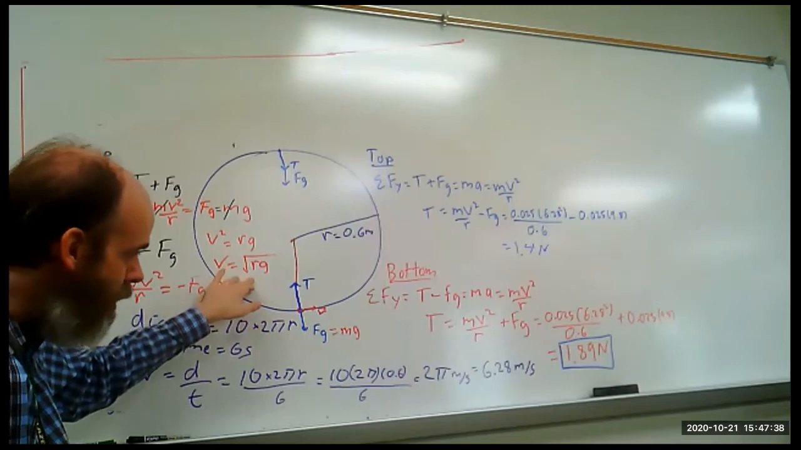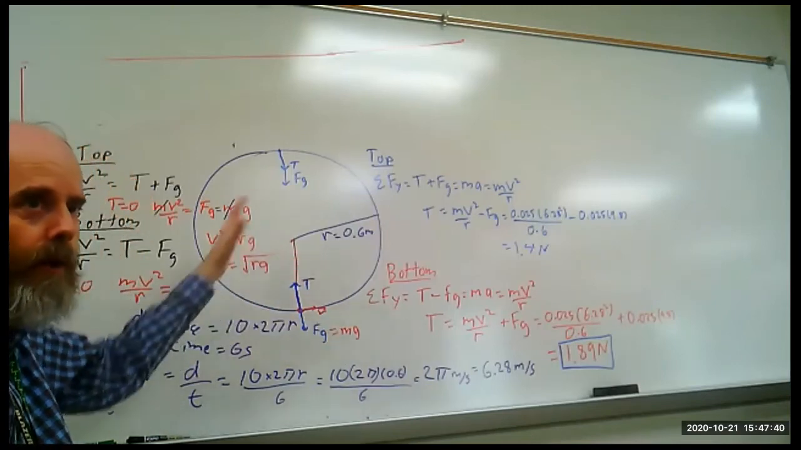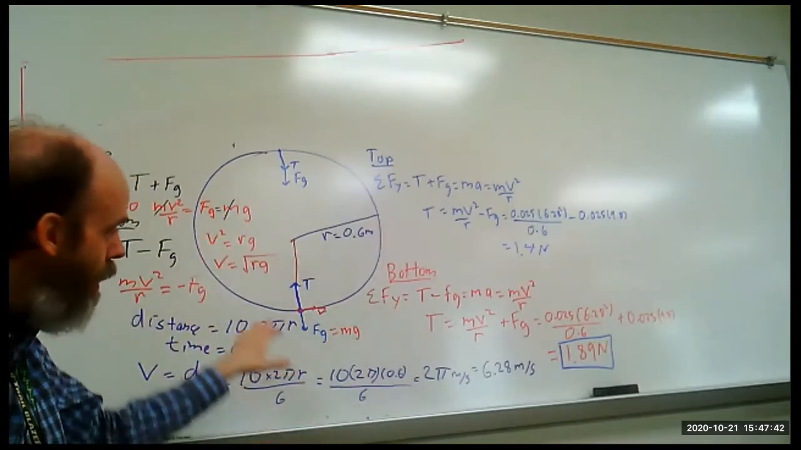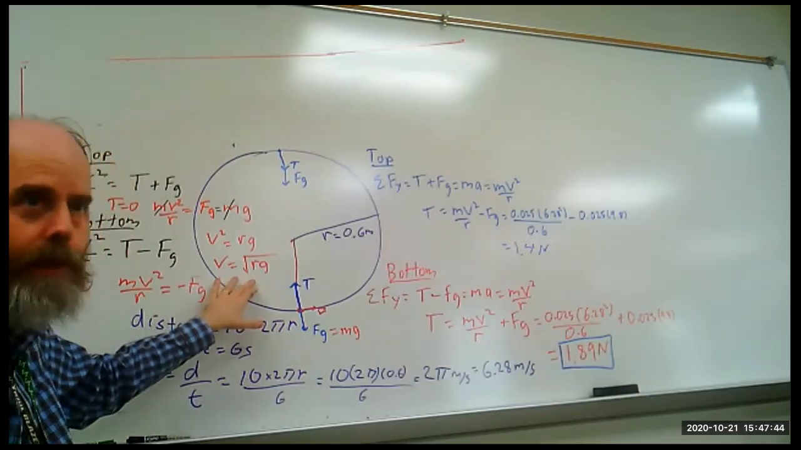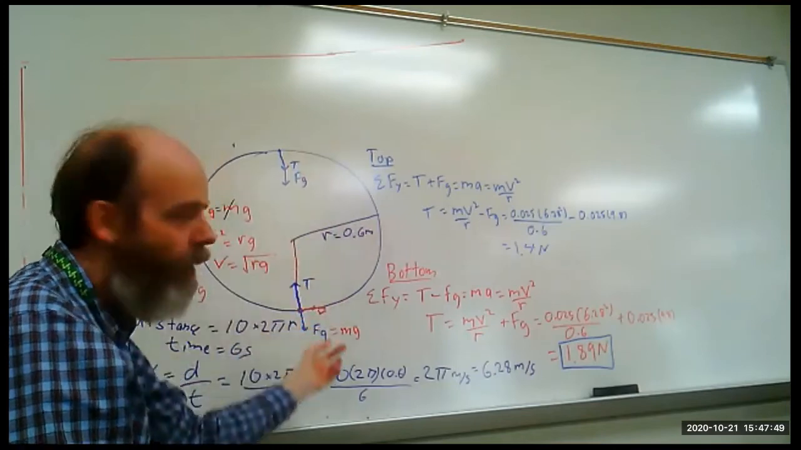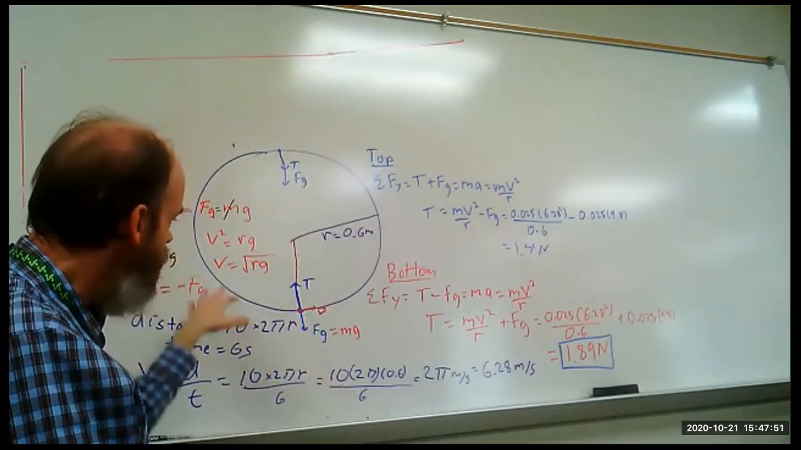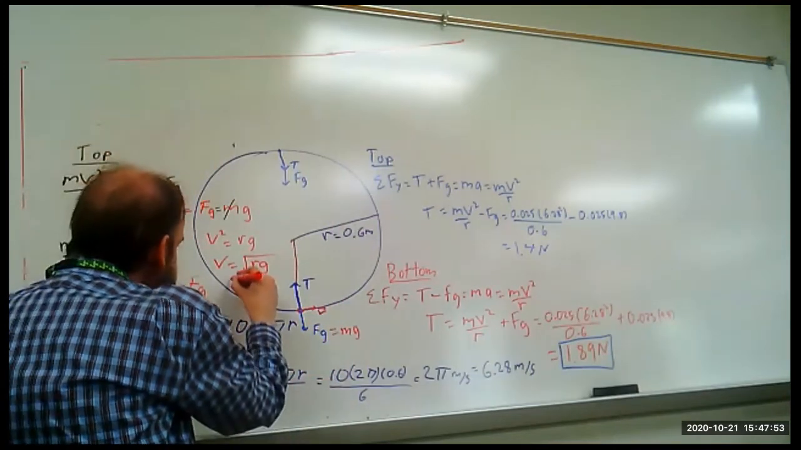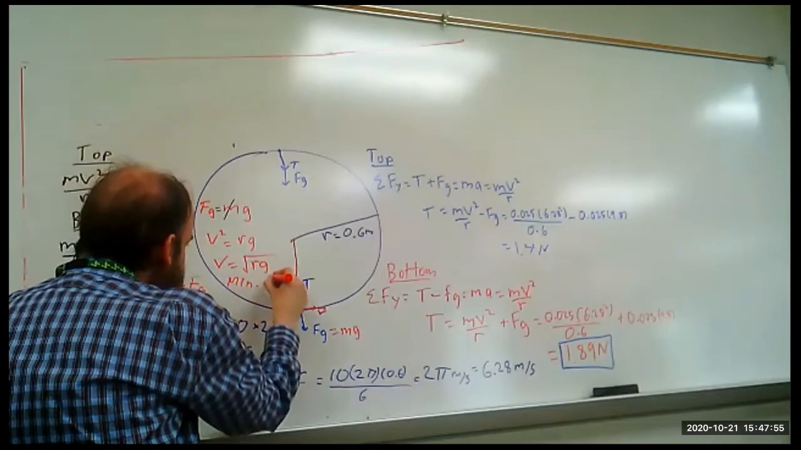If it goes at this speed, it can just go around the loop. If it's less than this speed, it's not going to make it around the loop. It's going to go up to the top, but then it's going to fall down. So this is the minimum speed.